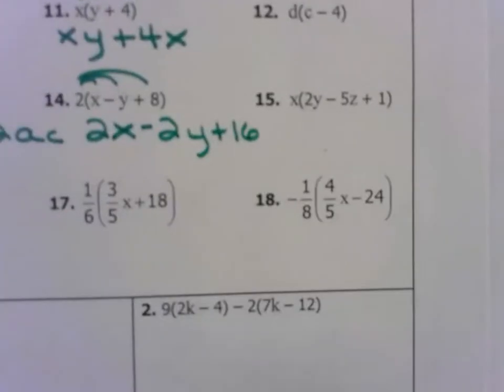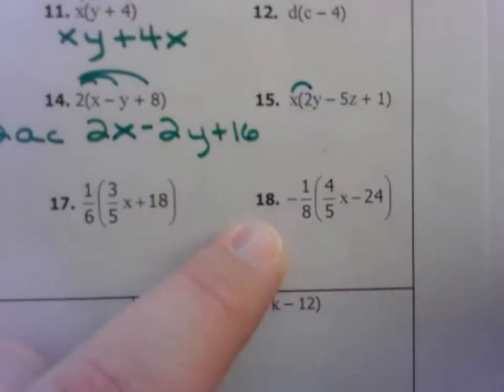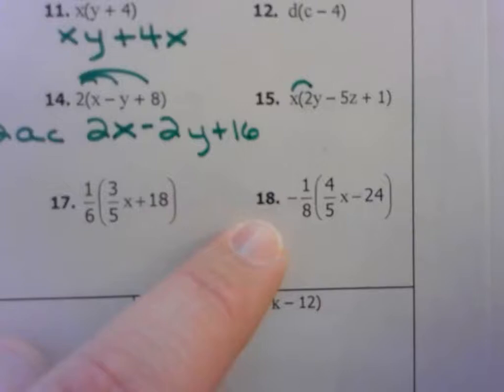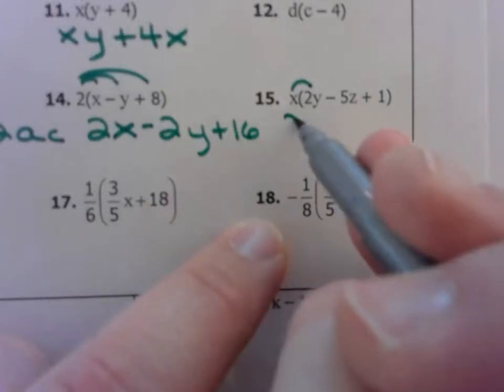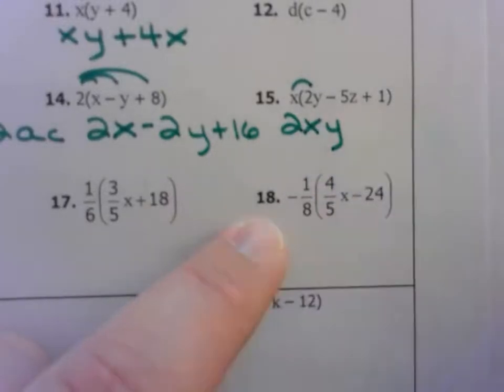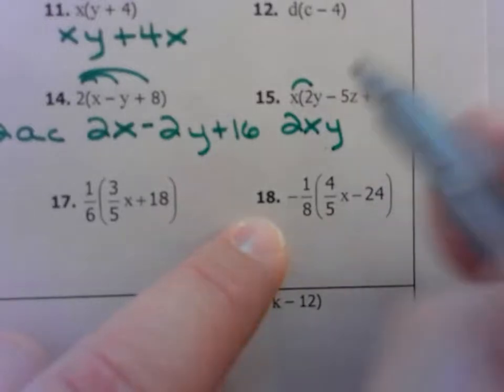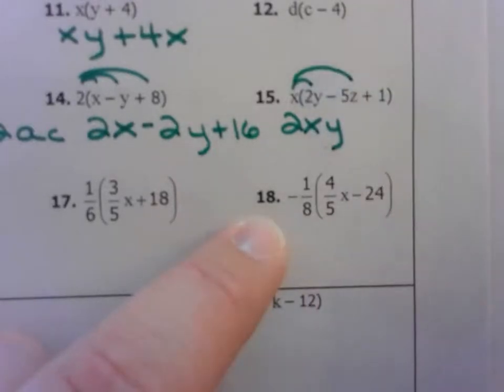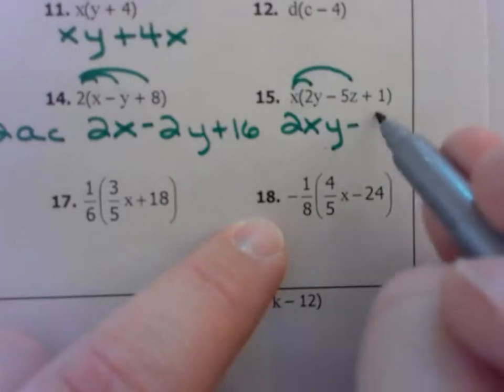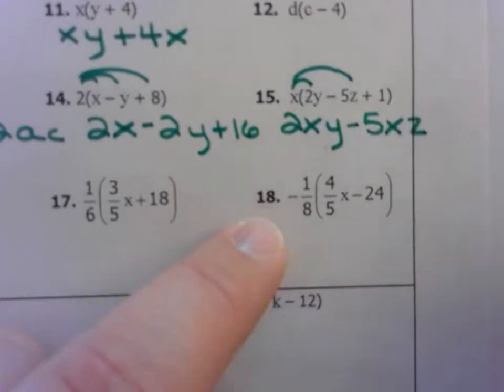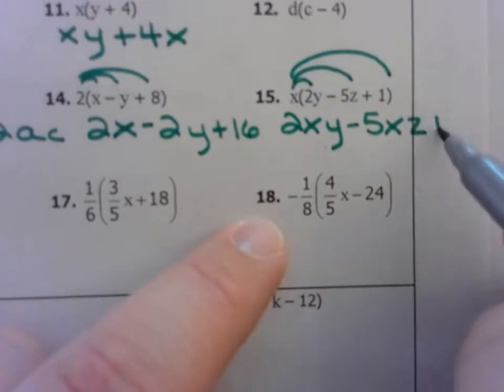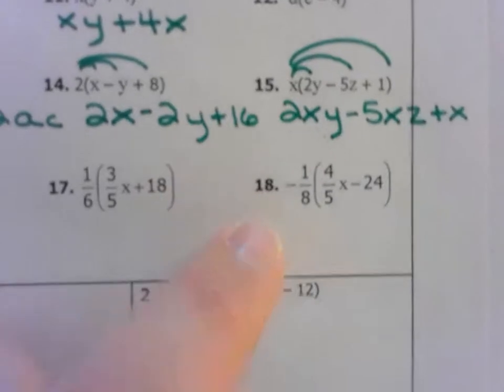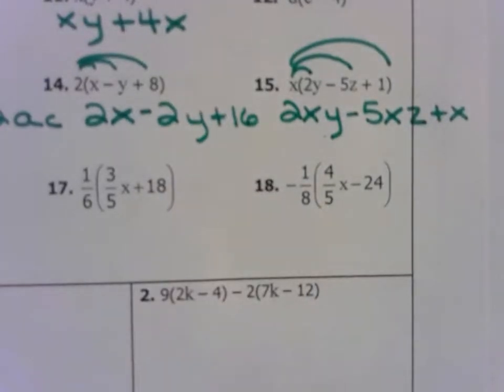Okay, let's look at 15 real quick. I'm taking my x and I'm distributing it. x times 2y is 2xy. Put it in alphabetical order. x comes before y. 2xy. x times negative 5z is negative 5xz. And then x times 1 plus x is just 1x or just x.